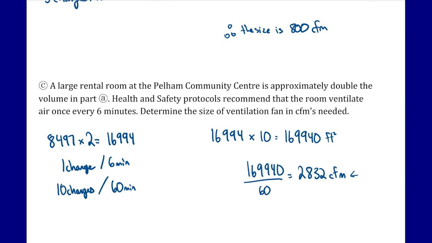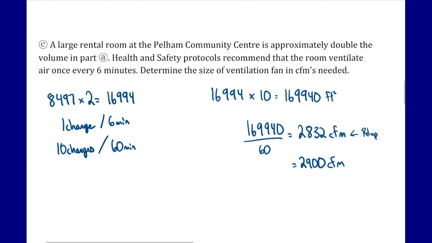Again, we're going to round up to the nearest 100 because of how the fans are built. So basically, we need a fan that's rated at 2,900 CFM. Therefore, you need a 2,900 CFM fan. So this is all about seeing how much total volume is going to be pushed out every hour, and then dividing by 60 minutes to figure out the CFM, or the volume per minute, you could say.